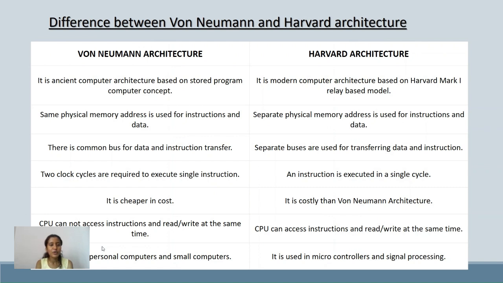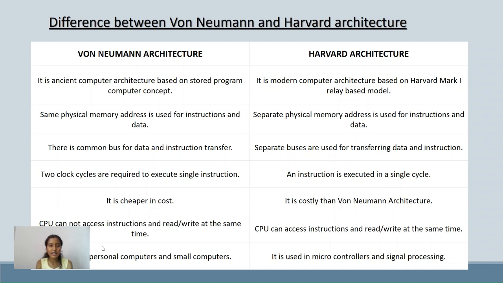The same physical memory address is used for instructions and data in von Neumann architecture. Separate physical memory addresses are used for instructions and data in Harvard architecture. There is a common bus for data and instruction transfer in von Neumann architecture, while the Harvard architecture has separate buses for transferring data and instructions.